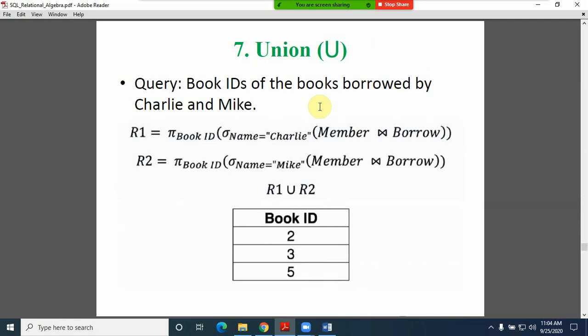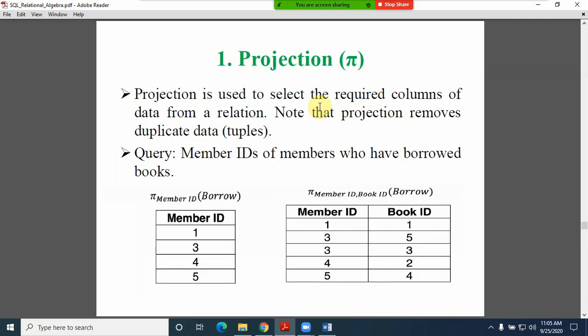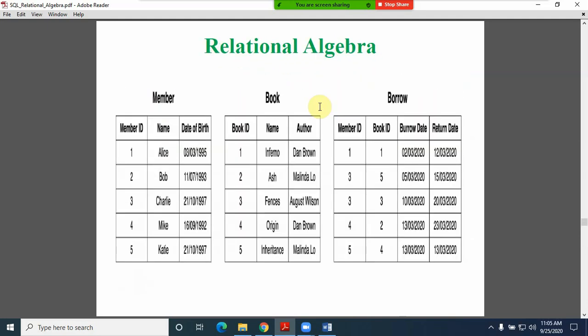I just want to combine these two records, friends. Member IDs and book IDs are there, as well as member IDs in the other table. One more important thing: in the member table we have the name column, but in the borrow table we don't have the name column. According to our requirement we need the name column also. Observe here, friends: member contains the member ID, name and date of birth. Borrow contains the member ID, book ID, borrow date and return date.